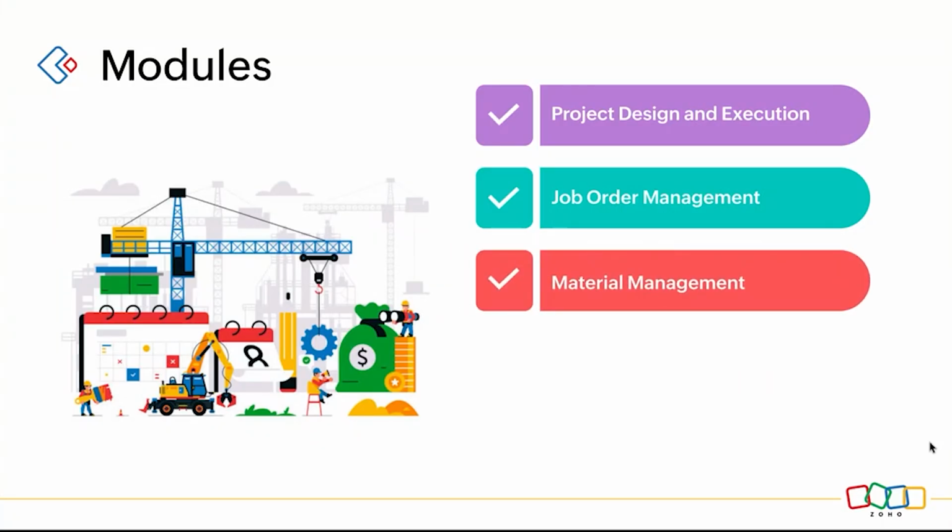And the third module is going to be material management. Say I start a job order called plumbing. I need materials like pipes or any connecting tubes, and I also need resources like a plumber or a helper. All those kinds of material management and resource management will be handled in this particular module.